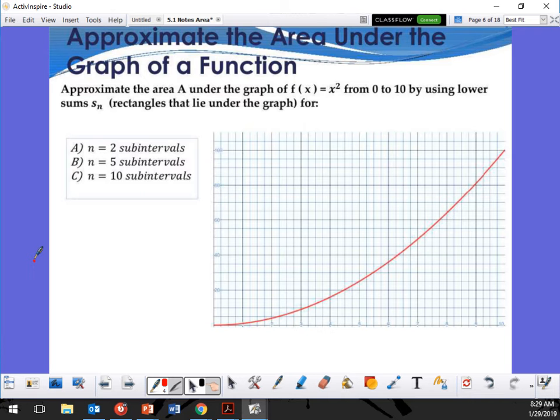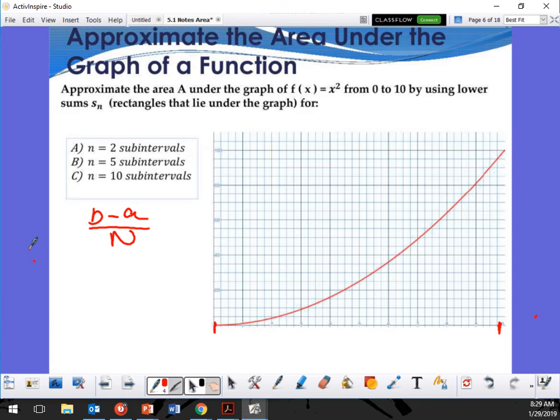Does it start at 1? I think that is 1. Yeah, 2. Okay, so here's 10, and here's 0. If I want 2 subintervals, it's always going to end up with B minus A, all over N. This is going to be an important equation for whenever we're doing these.